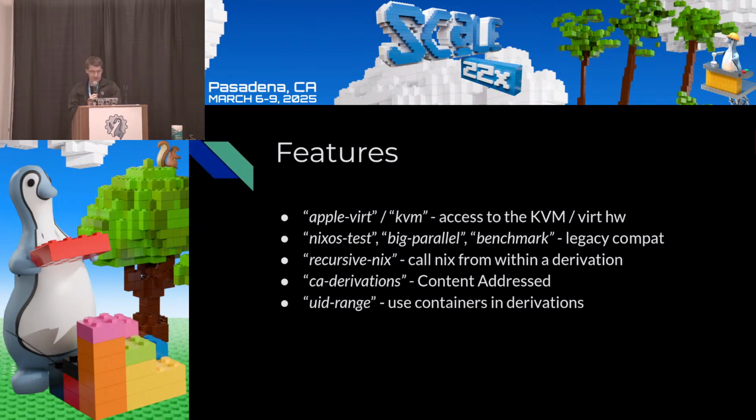CA derivations, which is content addressed derivations. That is entirely a different concept that would take too long to explain. UID range, which simply does stuff with a sandbox to allow containers.